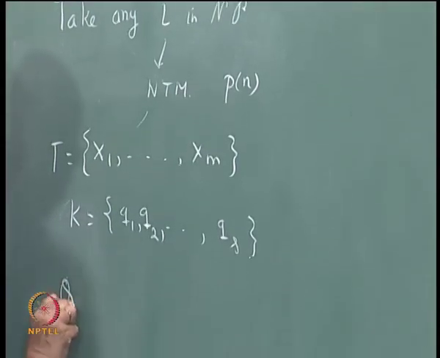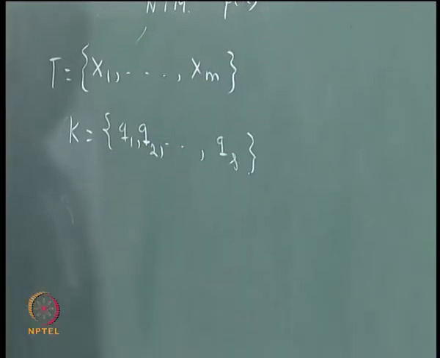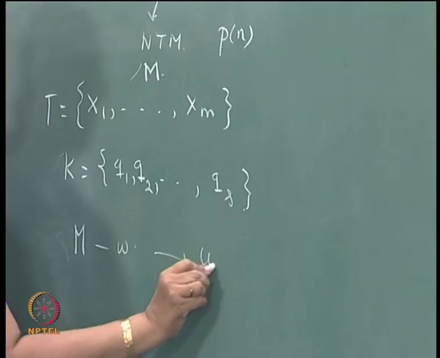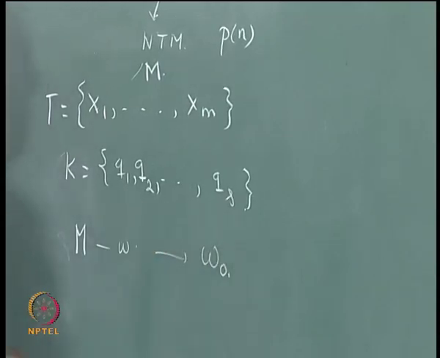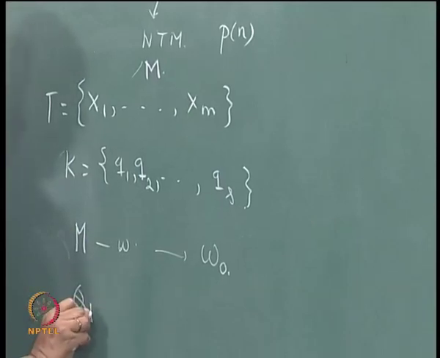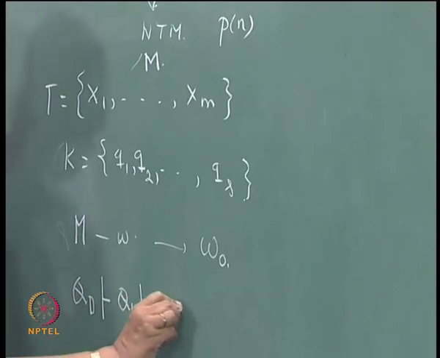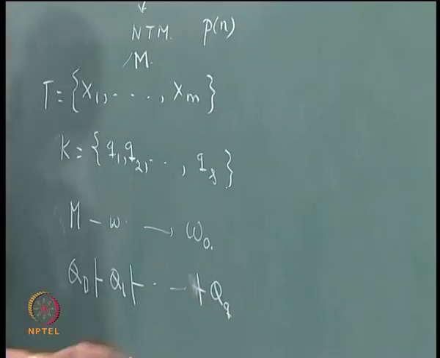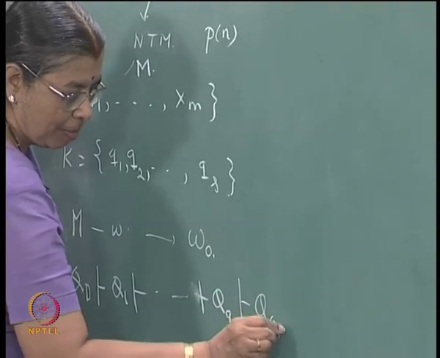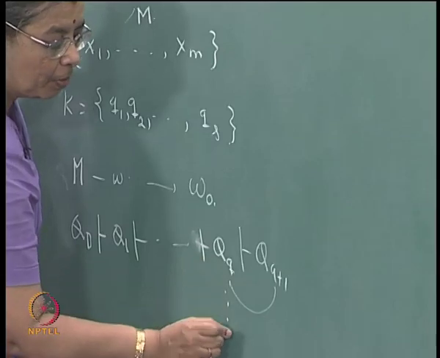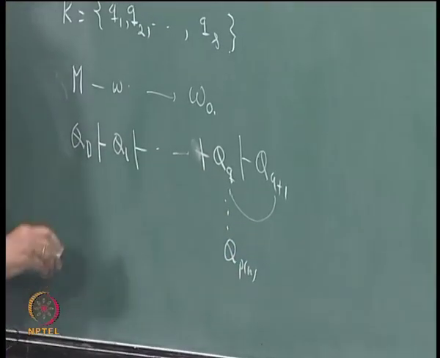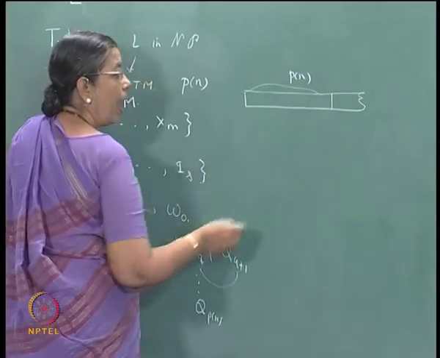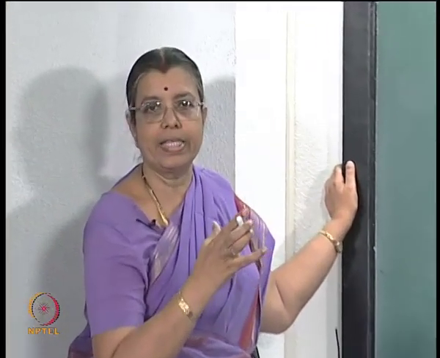Now given M and w, you can write a Boolean expression w0. Given M and w, there will be a sequence of IDs q0, q1, q2 up to qq, where it will accept. q will be less than or equal to Pn, but qq plus 1 you take to be identical with qq, the same. Afterwards up to qpn it is the same, and the tape cells it uses are at most Pn, and without loss of generality you assume that every ID has Pn cells.